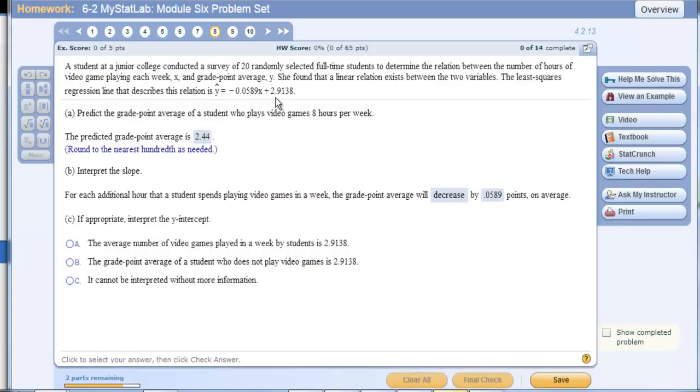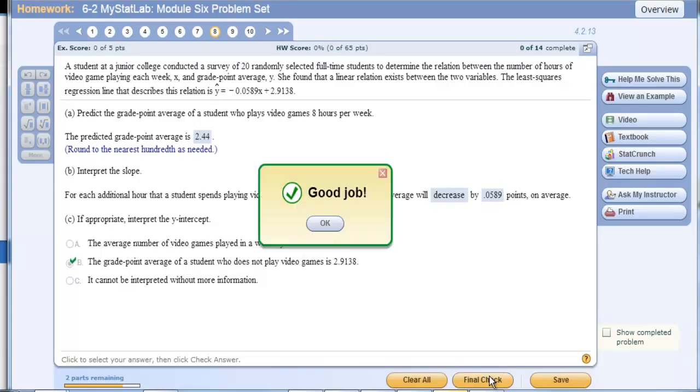And then, if appropriate, interpret the y-intercept. So the y-intercept would be when X is 0. So when no video games are played, it would be 2.9138. So the GPA of a student who does not play video games would be 2.9138. So very high if you're not playing video games, honey.